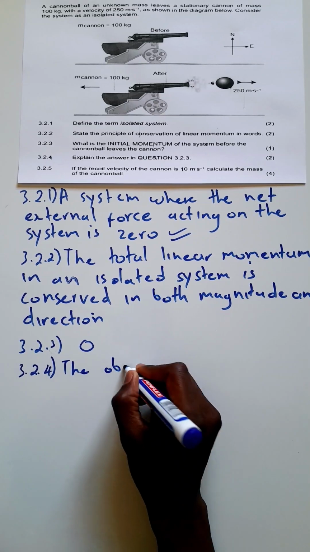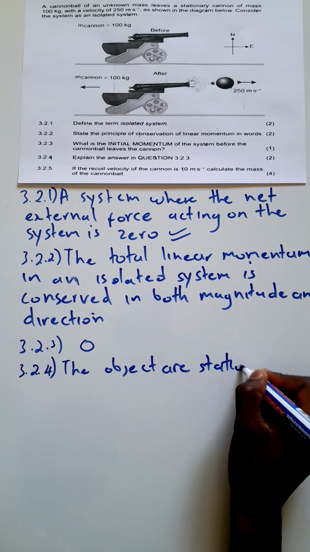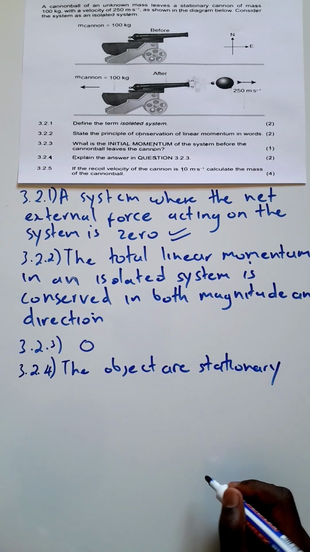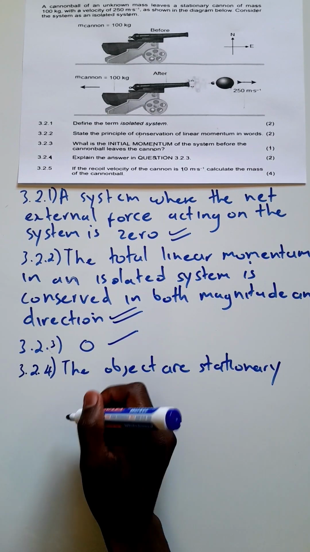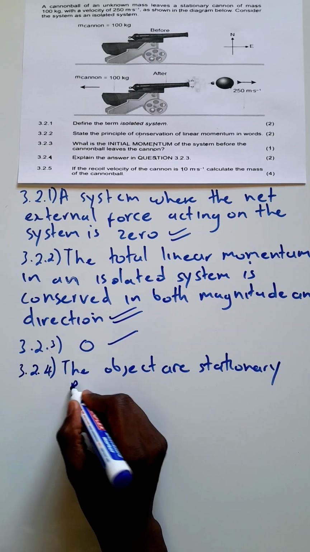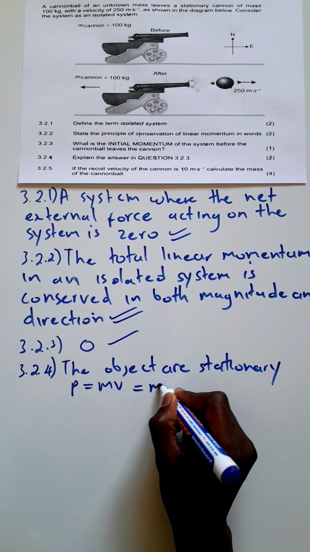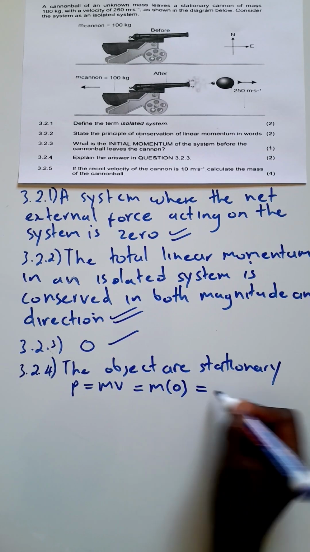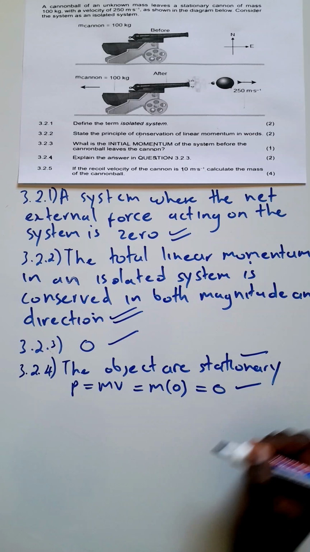All the objects there are stationary, not moving. An object that is not moving does not have momentum. So if the momentum is mass multiplied by velocity, a stationary object has a velocity of 0, and anything times 0 is 0. So we have 0 momentum there.